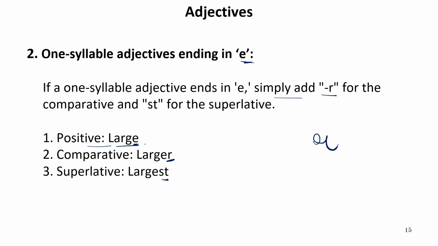We need not write E again. So larger and largest, because we already have E over there. To make it comparative, I just add R, and to make it superlative, I just add ST with that particular E. So that will be EST or R. Now let us move to the next one.